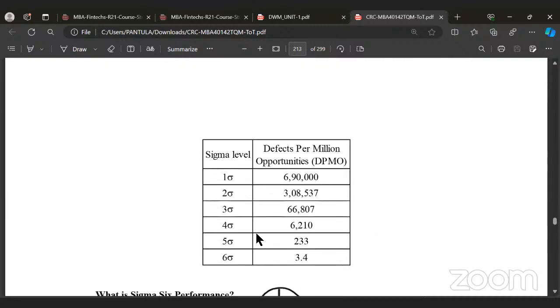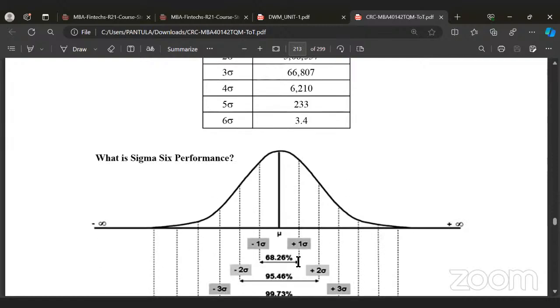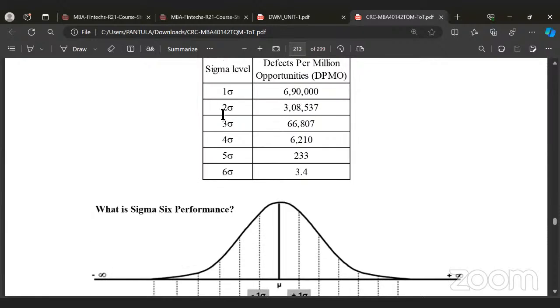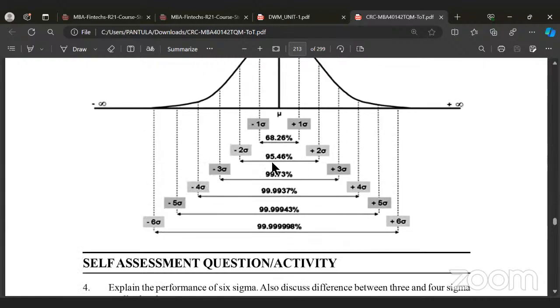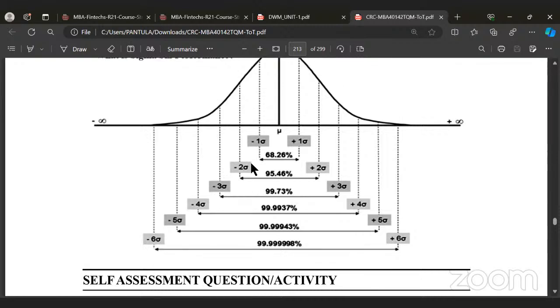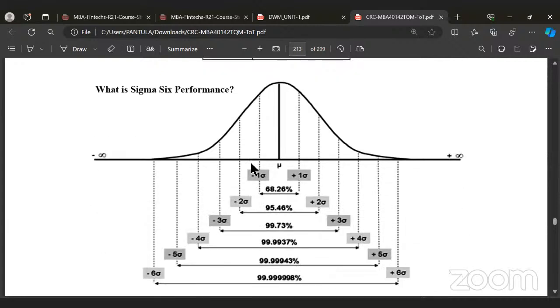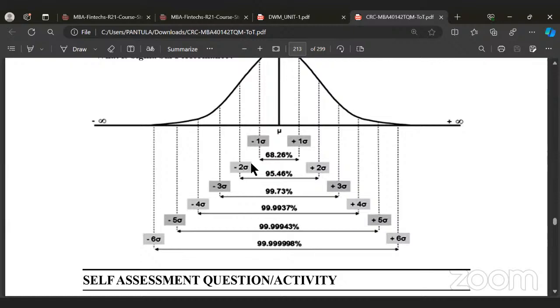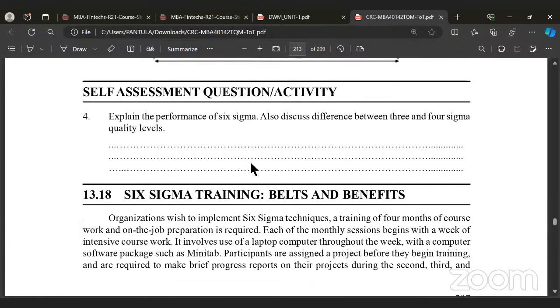We are seeing this performance, Six Sigma defects. What is Six Sigma performance? You can see here 1 sigma, 2 sigma, 3 sigma, 4 sigma, 5 sigma, 6 sigma defects. So it depends on the level percentage. We can draw this. You can remember 68, 95, 99.73, 99.9937, 99.99943, 99.99998. Like that, you can remember this for Six Sigma training.